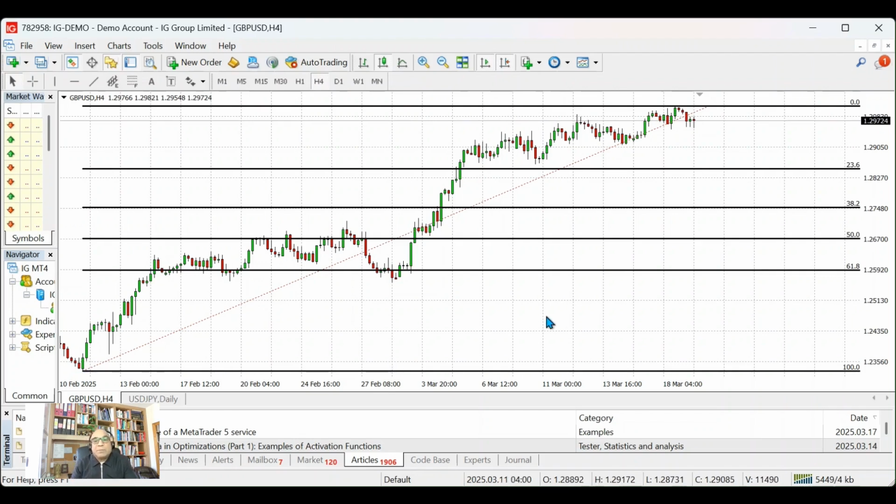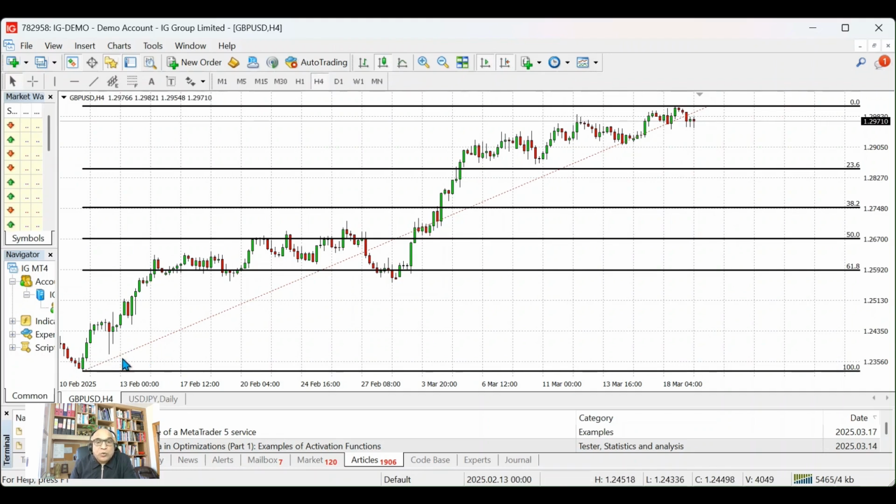What these levels represent is that if this move was to retrace back, I mean, if this rising trend was to break down, then these are the points where a potential bounce in the direction of the overall trend will happen. So these will act as potential support points if this was to break down. And that is how you use the Fibonacci retracement levels.